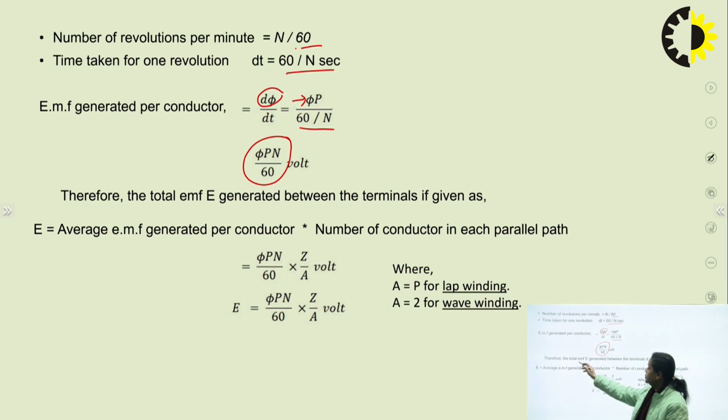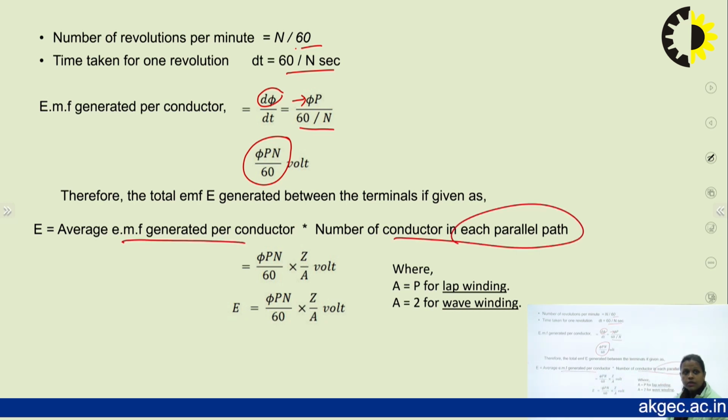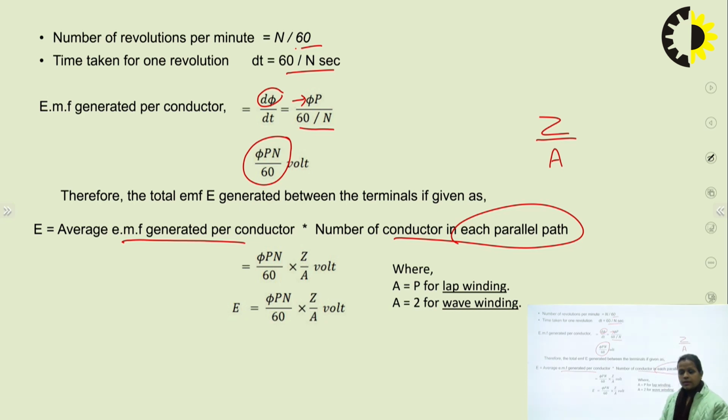Therefore, the total EMF generated between the terminals will be the average EMF generated per conductor into the number of conductors in a parallel path. So how do we find the number of conductors in a parallel path? We know that there are Z conductors, and if there are A parallel paths, this Z gets divided into A parallel paths. So in one parallel path, you will have Z by A conductors. So the total EMF generated in the armature will be E equals phi P N Z upon 60A.